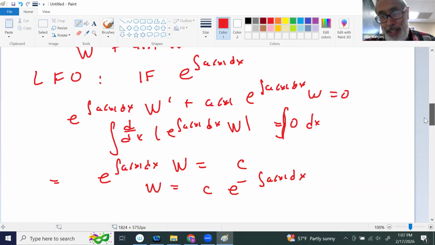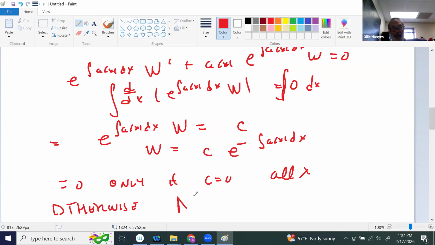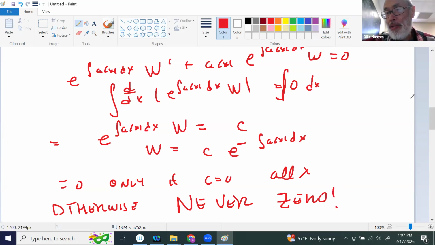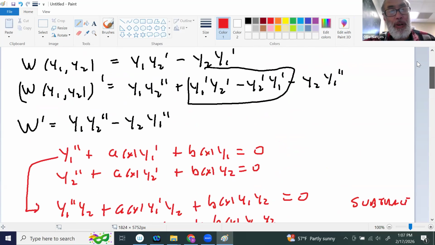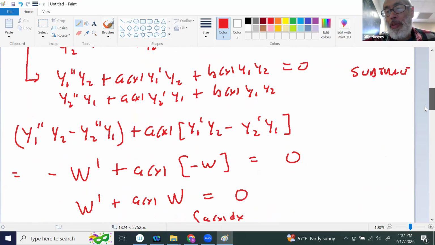And this is e to the something. So this is equal to 0 only if c is 0, and that's true for all x. Otherwise, never 0. So the Wronskian's either always 0 or never 0, provided these are solutions to the same linear second order differential equation. So that's the whole thing about the Wronskian.